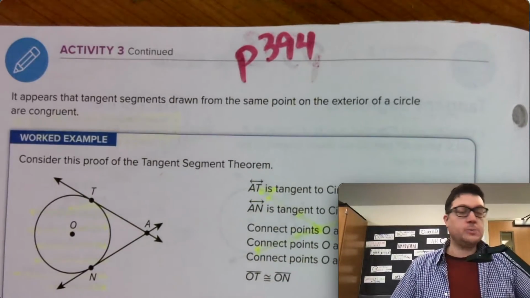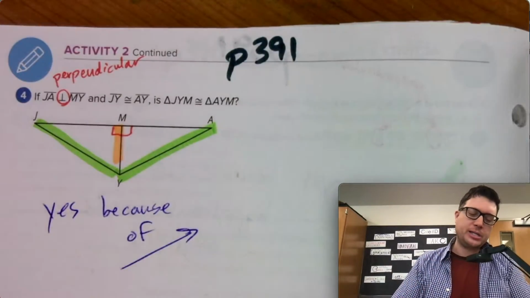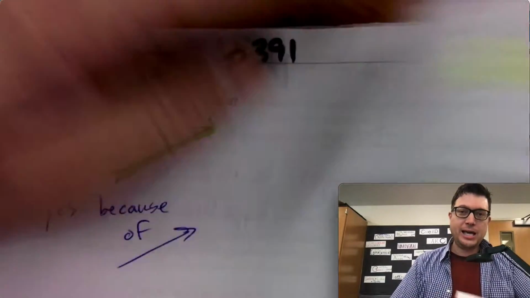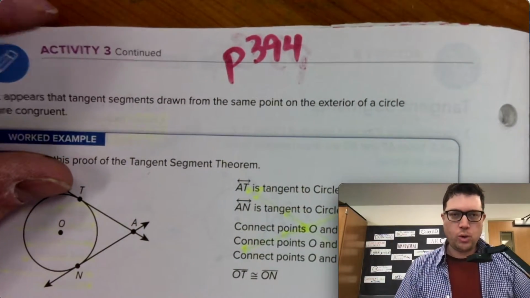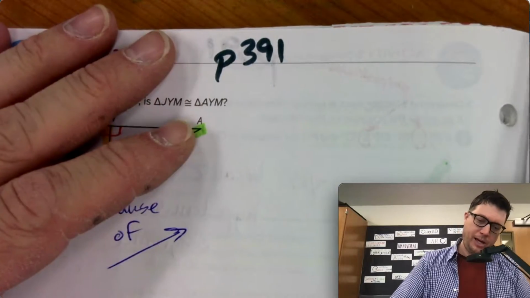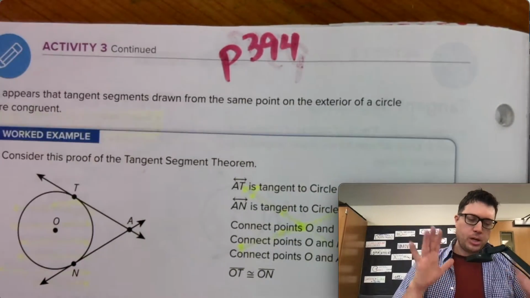What's up, everybody? This is page 394. We are continuing the activity 3 topic of tangent segments. So flip back and watch the previous page video. Okay, in this one, now check it out.